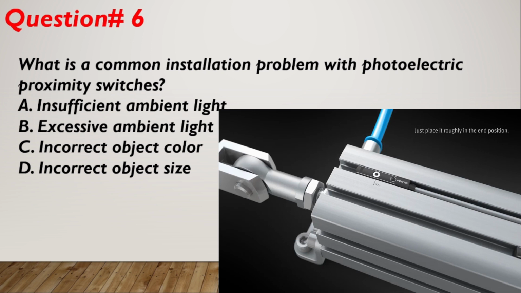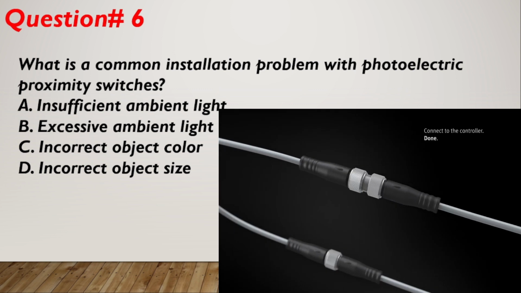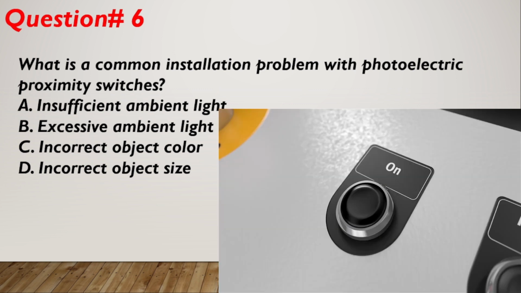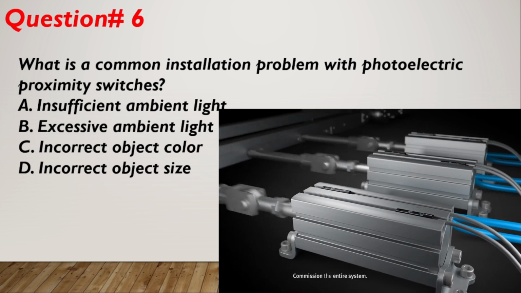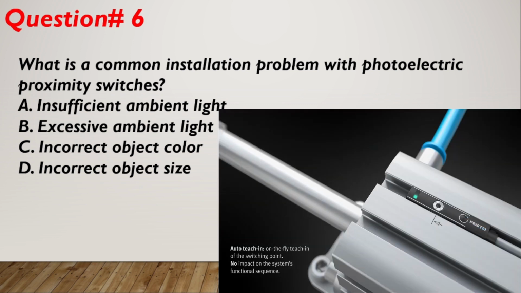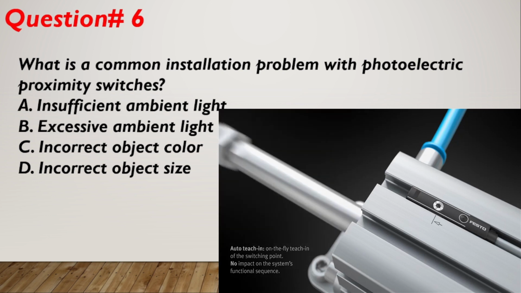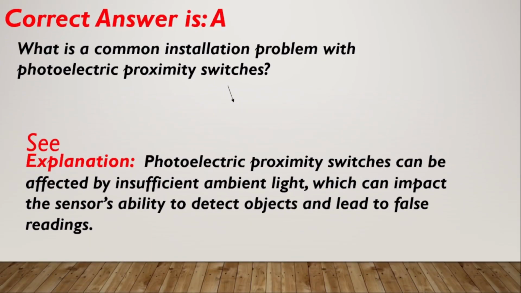Question number 6. What is a common installation problem with photoelectric proximity switches? A. Insufficient ambient light, B. Excessive ambient light, C. Incorrect object color, D. Incorrect object size. Correct answer is A. Insufficient ambient light.